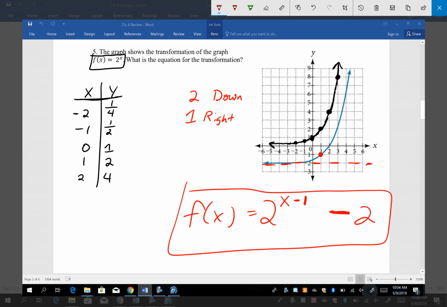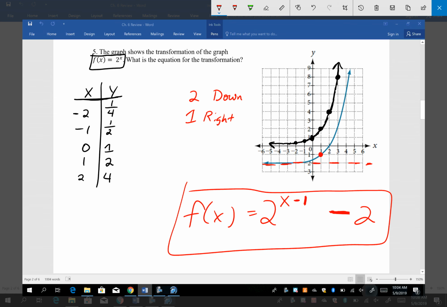You don't have to write the horizontal. You just have to write the answer. That was me trying to show you how my brain does it. That's the -2. The -2 here is 2 down. The -1 is 1 right. Yes, Charlotte. Is everybody good with 5?